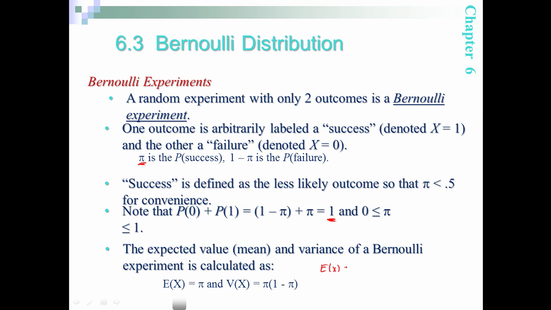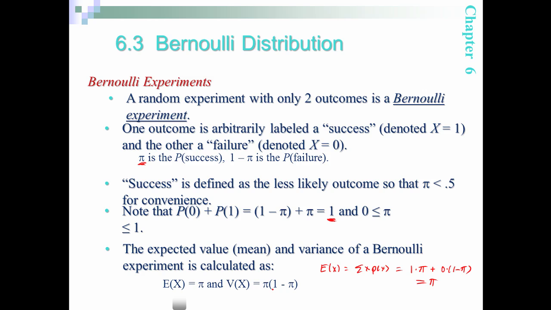Expected value of x is going to be the summation of x times p of x. So that's going to be 1 times pi plus 0 times 1 minus pi, and that's pi. And you can do the same thing to find the variance. I'm not going to work through that though. If you're curious, you can. So the standard deviation then is the square root of pi times 1 minus pi.